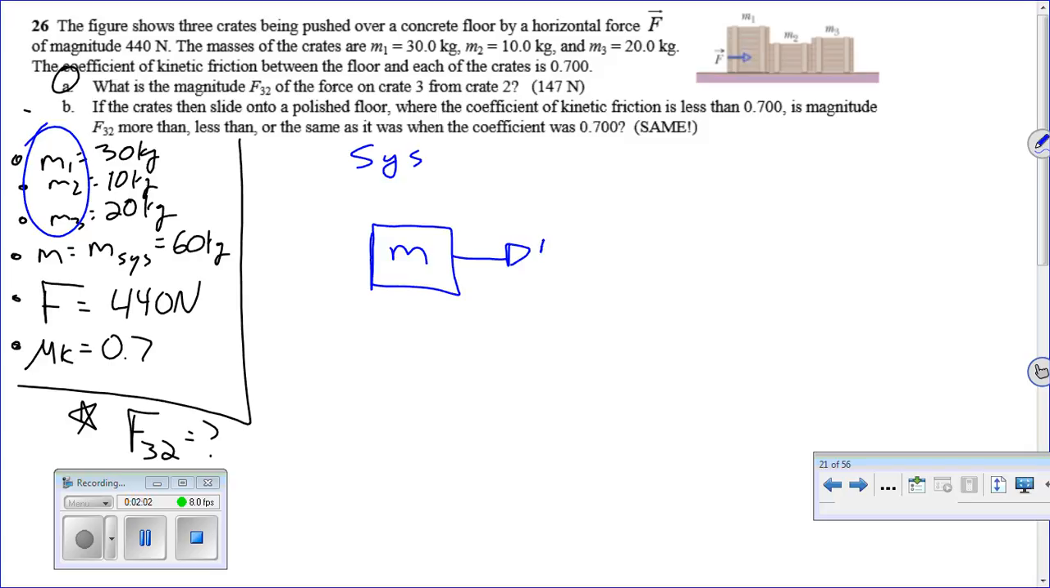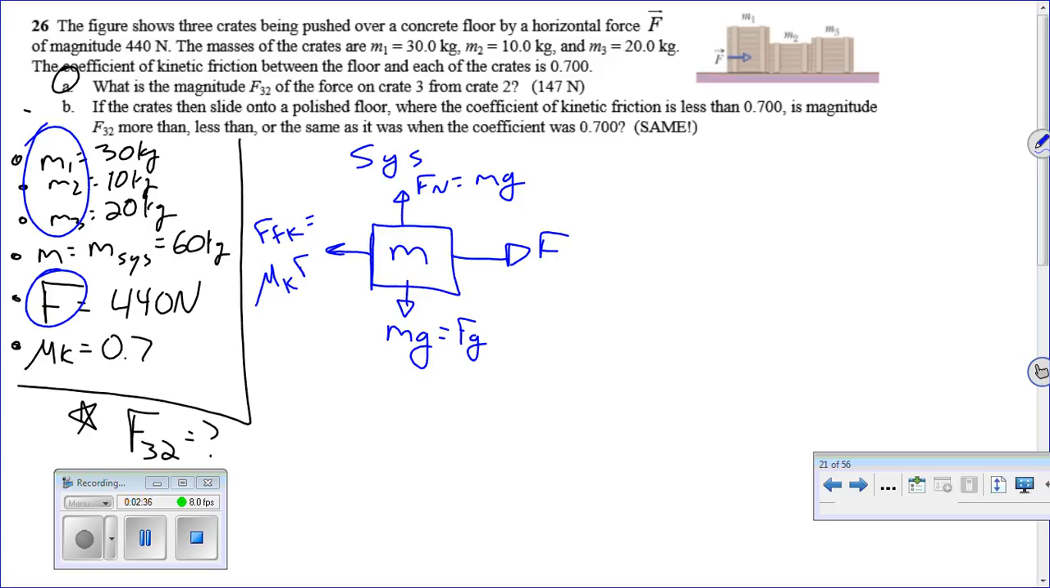Well, there's our applied force of F. There's going to be gravity, which is mg. There's going to be a normal force, which is just going to cancel out that force of gravity, right? Because there's no other vertical forces. And there's going to be a force of kinetic friction. Now, the coefficient of kinetic friction between all the boxes is the same, so we can kind of treat it as one big box with one coefficient of friction. So our force of kinetic friction is going to be the coefficient of kinetic friction times our normal force. So that's just mu k times mg, right?